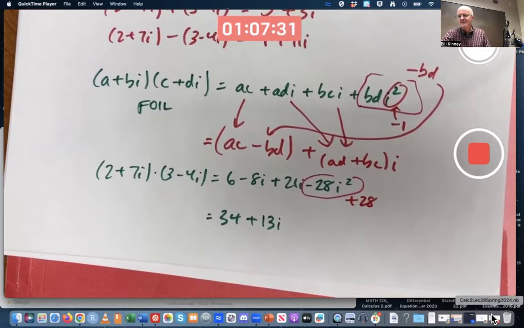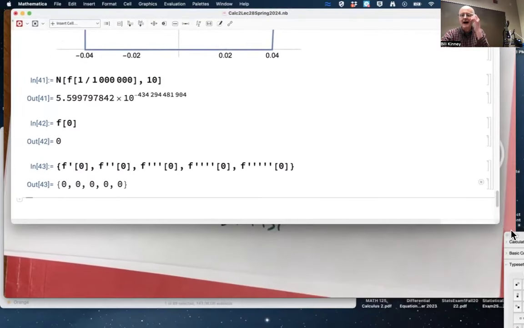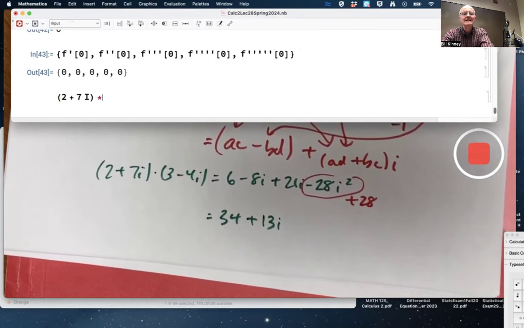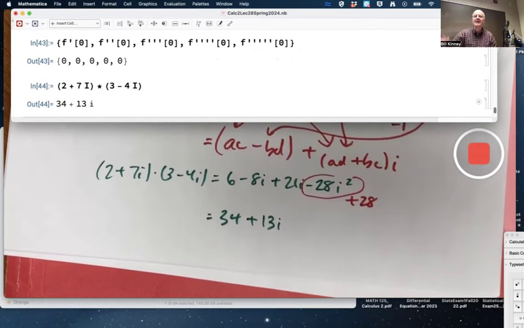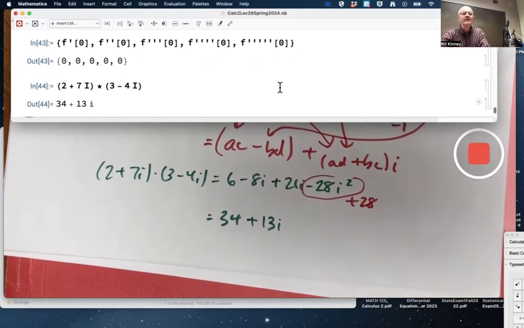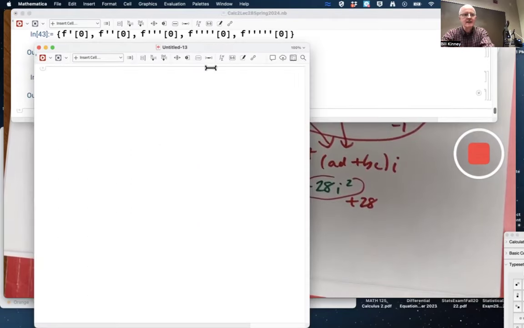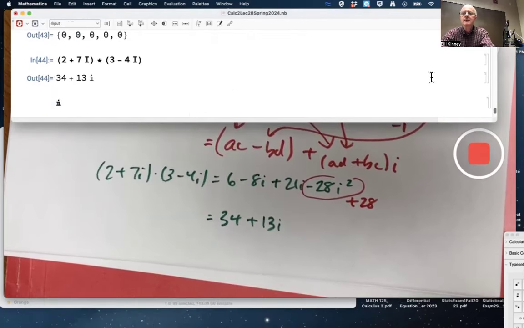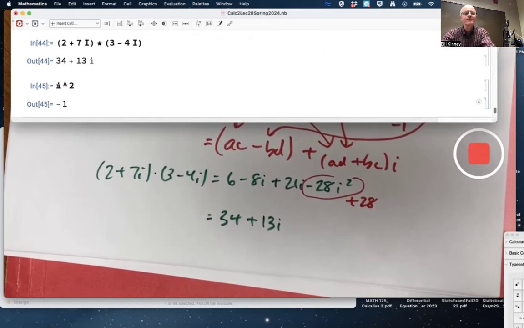To check this on Mathematica, you'd want to use a capital I for the imaginary unit. So, for example, we could do 2 plus 7 times capital I times 3 minus 4 times capital I, 34 plus 13i. Mathematica is using a funny looking i instead of a capital I. You can get the funny looking i to show up on your screen as well by doing escape, double i, escape, I believe. Yep, there it is. Also representing the imaginary unit. Don't believe me, do this. Squared, get negative 1.